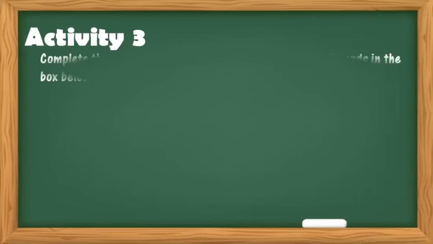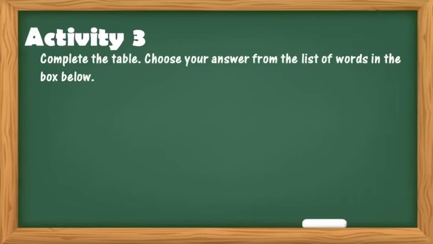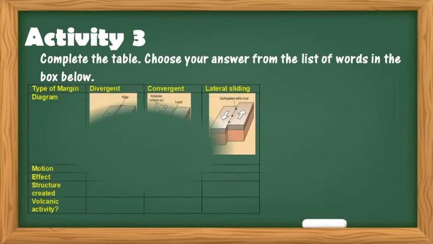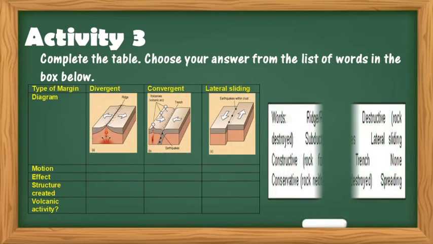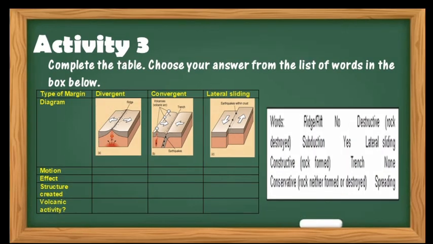If you are done with learning task number 3, let's have this next activity. In this activity, you're going to complete the given table. Choose your answer from the list of words in the box according to the motion, effect, structure created, and volcanic activity. You're going to write your answer in the given worksheet.